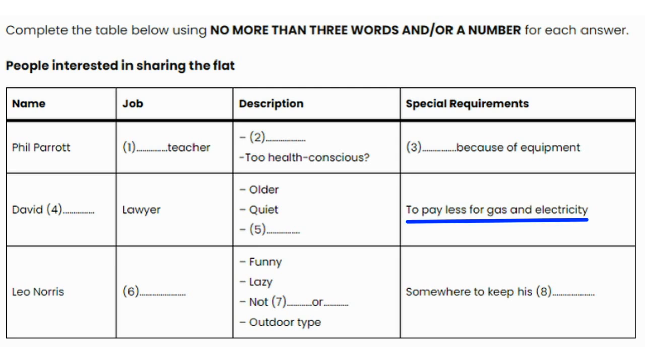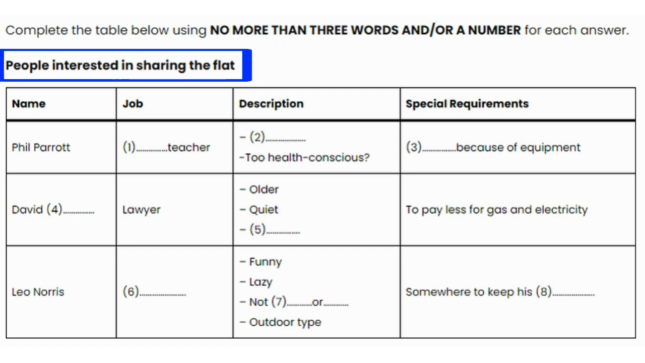To pay less for gas and electricity. Somewhere to keep his dash. From what we've read here and here, we understand that these are the people's requests. And from what we read here, people interested in sharing the flat, we know that they're talking about a certain group of people that are interested in sharing the flat.